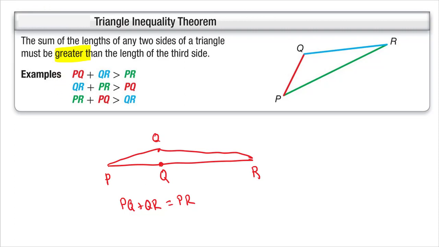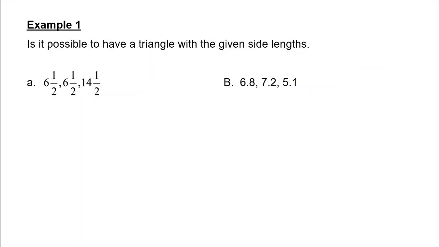Okay? All right. Let's get to some examples. Is it possible to have a triangle with the given sides? So take your two smaller sides and you're going to take 6 1/2 plus 6 1/2, and we're going to see, is that greater than 14 1/2? Well, 6 1/2 plus 6 1/2, that's 13. 13 is not greater than 14 1/2, so no triangle.